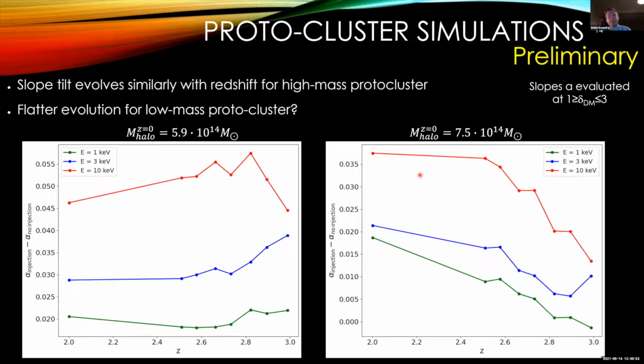But when we look at the evolution of the difference between the slopes, we see that there might actually be some difference between lower mass and higher mass clusters. The higher mass proto-clusters evolve in the same way as we saw before, but it seems like there's some flattening going on. So the difference between the different contours is not as significant with redshift for the lower mass clusters, and we're not sure yet how to explain that.